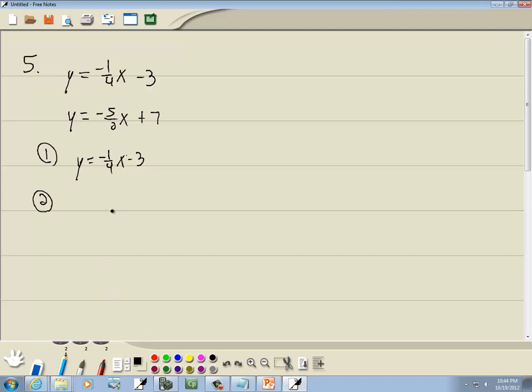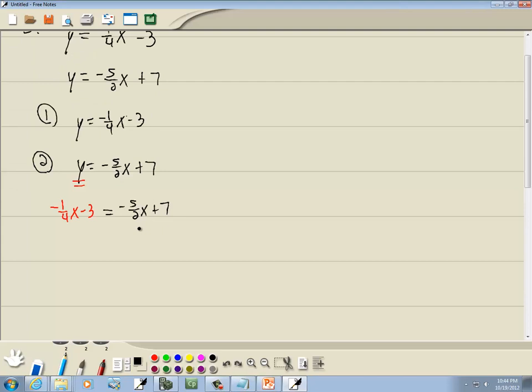Now step 2 says plug that into your other equation. Our other equation is y is equal to negative 5/2 x plus 7. Now, step 1, we have y is equal to that, so where the y is here, we're going to plug in negative 1/4 x minus 3. And that negative 5/2 x plus 7 carries down. And now we want to solve this.